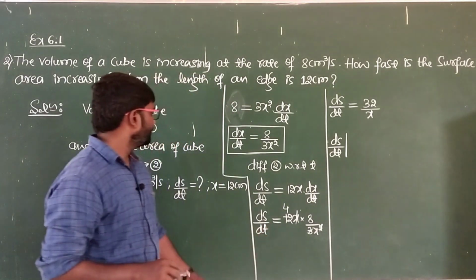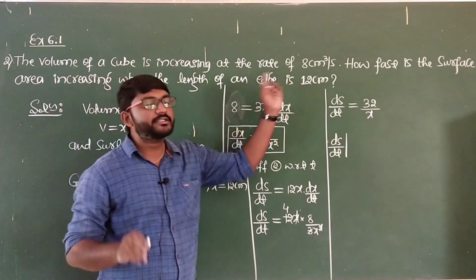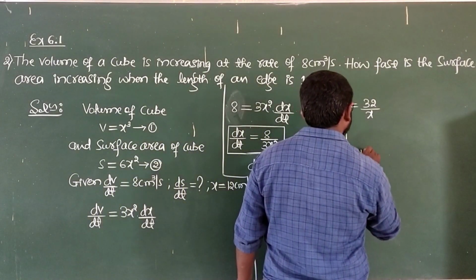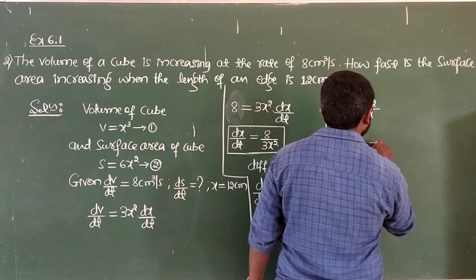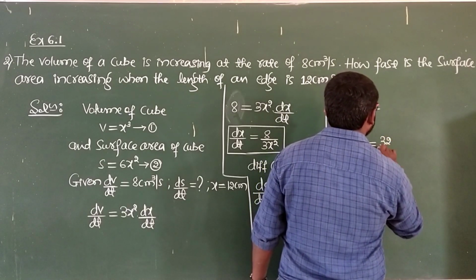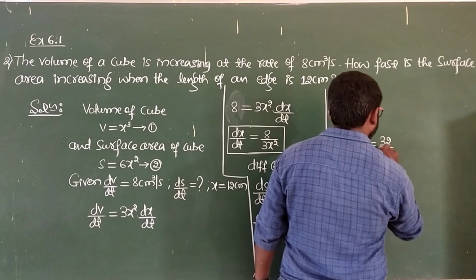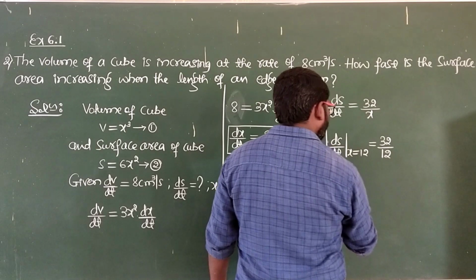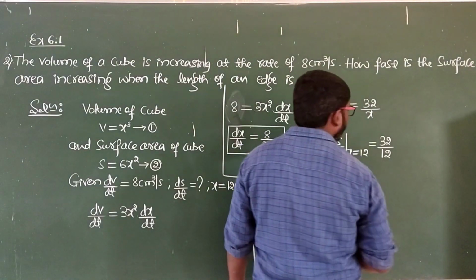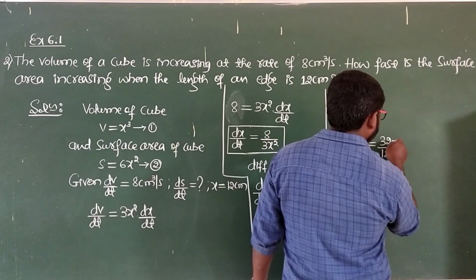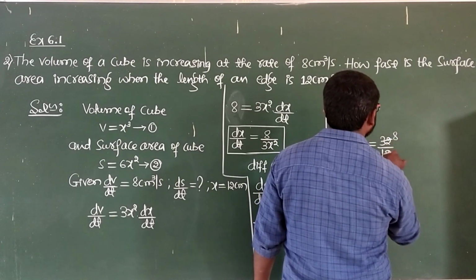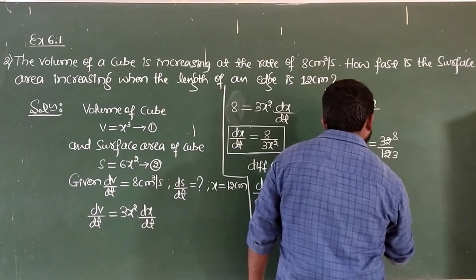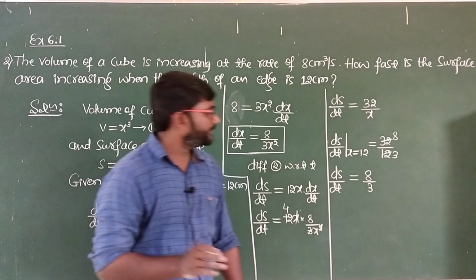So now dS by dt at x equal to 12 centimeter, when the length of an edge is 12 centimeter. So that is why I will be taking x equal to 12. So now in place of x I write 12. So 32 divided by 12. So let us simplify this. dS by dt equals, 4 8s are 32, 4 3s are 12, exactly. We get 8 by 3, and for this we will have to write unit.